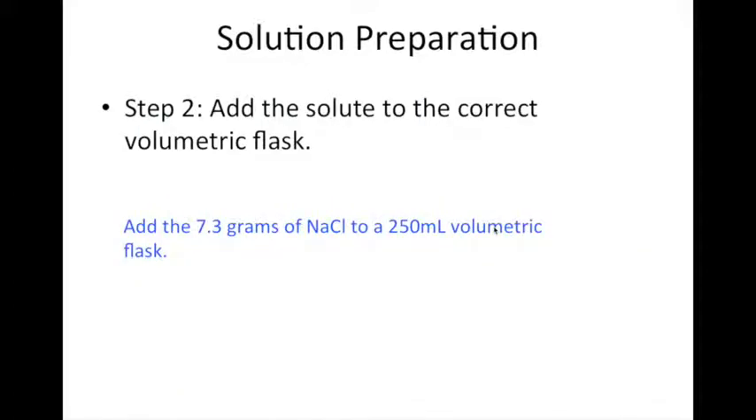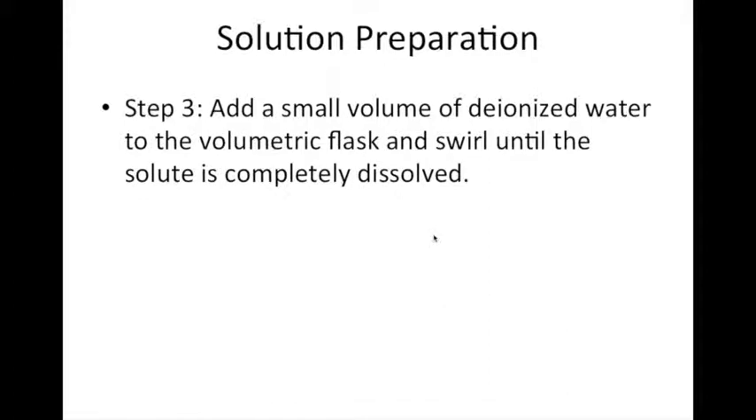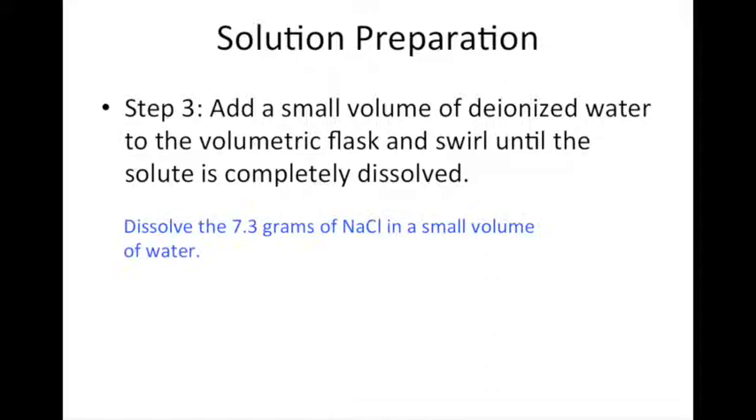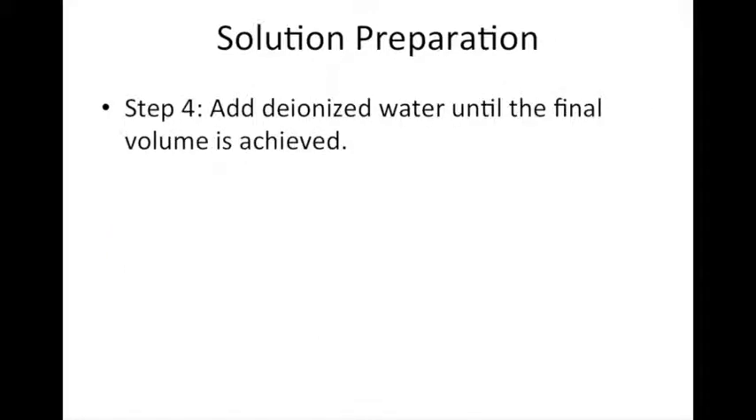So we would add the 7.3 grams of sodium chloride that we calculated to a 250 milliliter volumetric flask. The third step, we would add some water to the flask and we would swirl it until completely dissolved. So we would dissolve our 7.3 grams of sodium chloride in a small amount of water. How much water exactly you add varies, but add just enough to dissolve all the sodium chloride by swirling it vigorously.